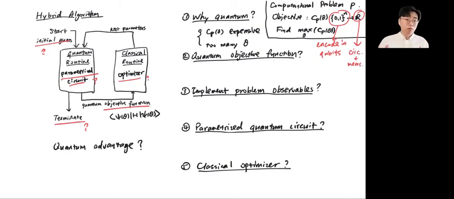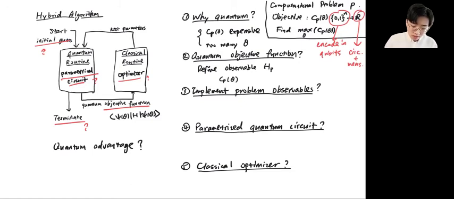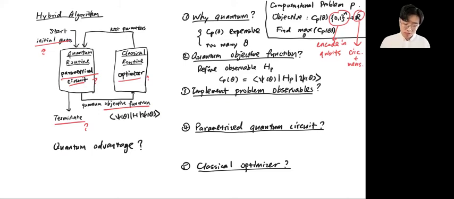But to make this hybrid algorithm work, we really need to define very carefully each of the steps involved in this process. We want to define an observable matrix H associated with the problem P so that the cost function C sub P can be obtained by measuring this observable on some quantum state psi. Now the questions become, what is this observable? How do we implement it on a quantum computer? And what is this parameterized quantum state? And what is its implementation?